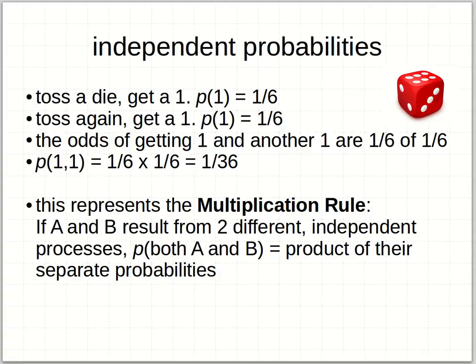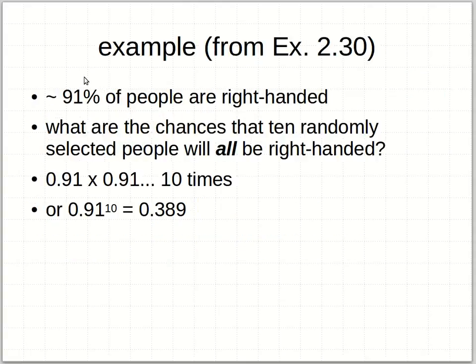So a simple example. This one's actually in the text we're using. If 91% of people are right-handed, what are the chances that if you walk across campus, 10 randomly selected people will all be right-handed? Well, it's simple. 0.91 times 0.91. You do that 10 times, or 0.91 to the 10th, and you get 0.389. So almost a 40% chance that if you walked across campus and shook hands with 10 people, they would all be doing that right-handed. Okay? That's a simple multiplicative outcome because each person is independently right or left-handed.